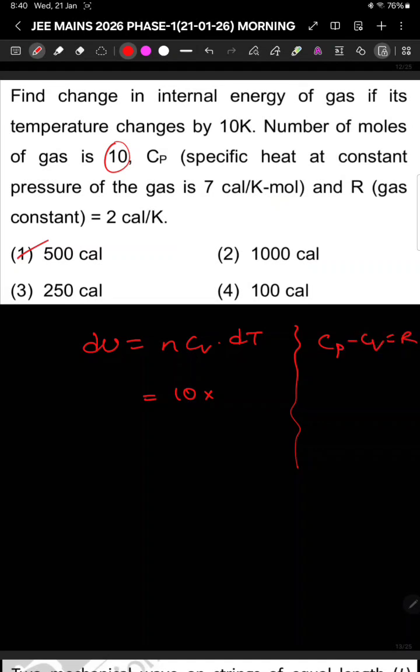Here in this question you are asked to find the change in internal energy of a gas. The internal energy formula is dU equal to nCv dT. Here the number of moles given is 10. Cv is not given, but we know Cp minus Cv equal to R. Here Cp value is given as 7, and R value is given as 2 calorie per Kelvin. From this you can find Cv value as 5 calorie per mole Kelvin. Change in temperature is 10 Kelvin. So here all are in calories. Finally you will get 500 calories.